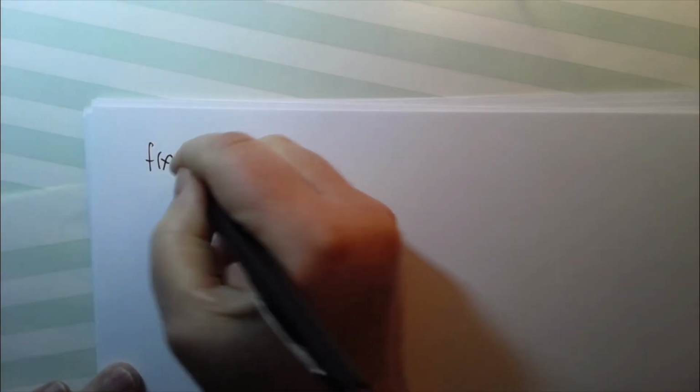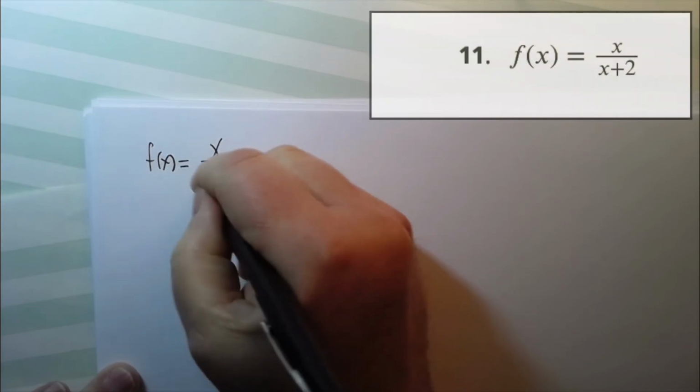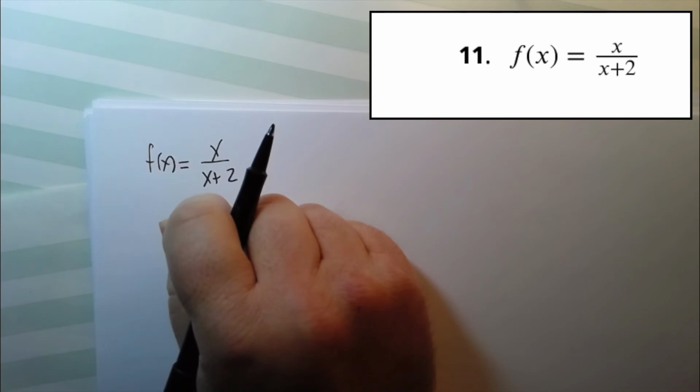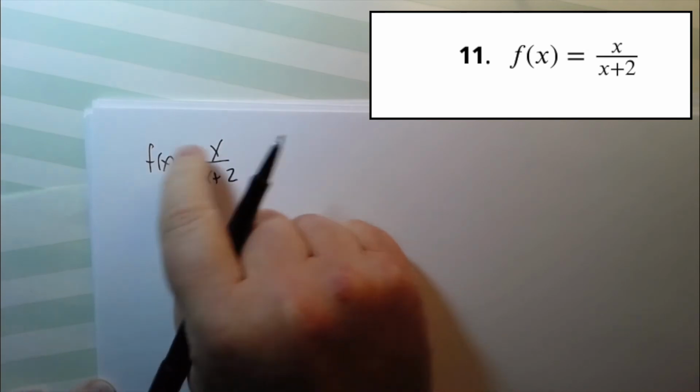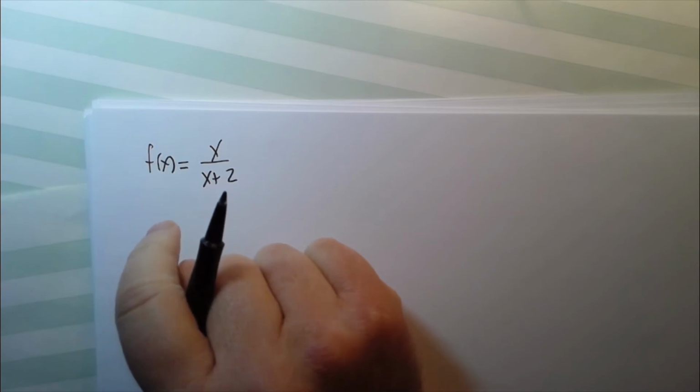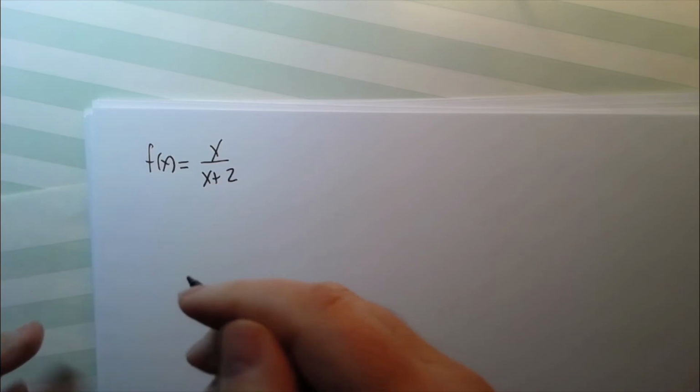Okay, so let's go through the steps to find an inverse. So let's say we have the function x over x plus 2, and I want to find the inverse. Now the way the book says to do it is to solve for x and then flip the x's and y's. Honestly, it doesn't make any difference. So I always say to do it this way.